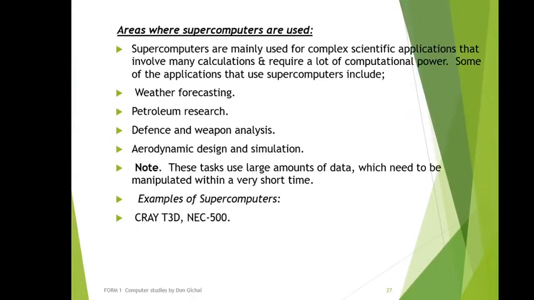We have said it usually has many processors. Now, areas where supercomputers are used. Supercomputers are used in scientific applications that involve heavy calculations. They can be used for weather forecasting, petroleum research, defense and weapon analysis. They can also be used for simulation, that is in science.